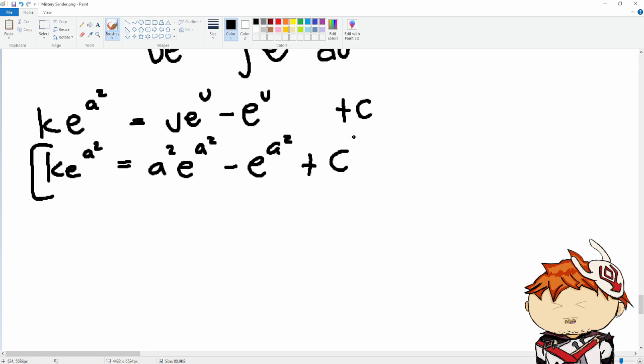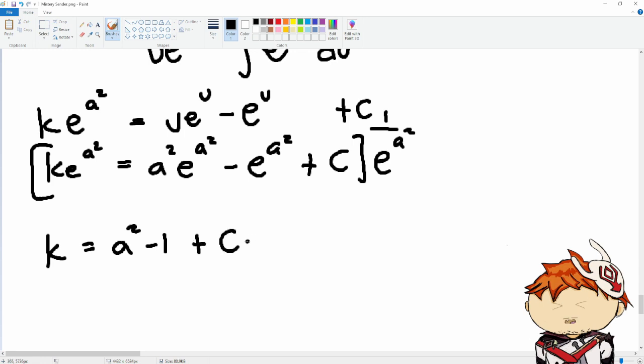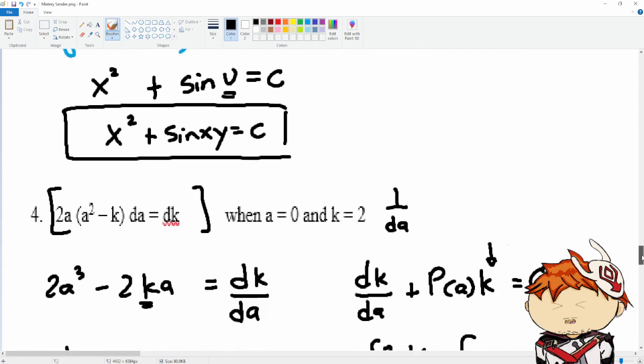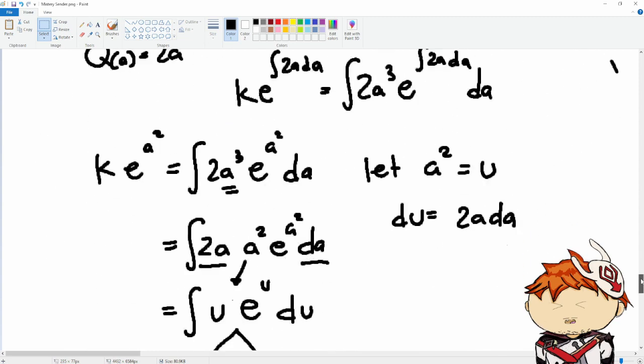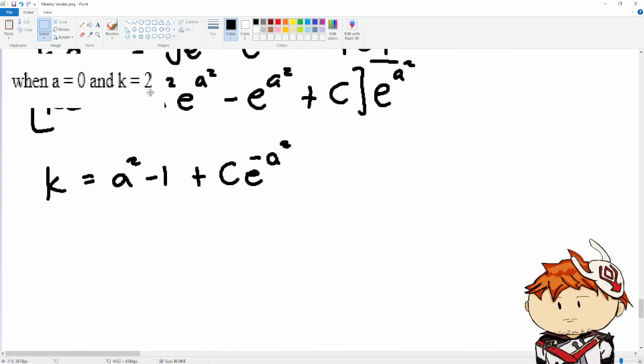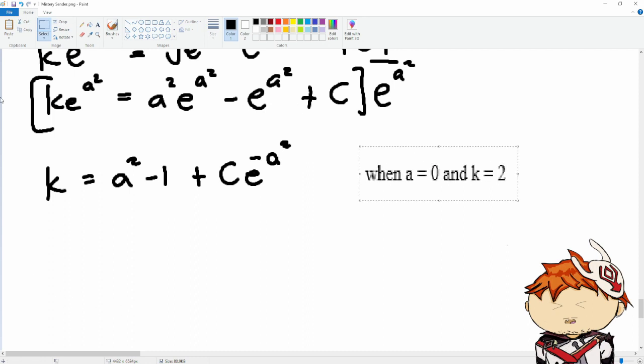Simplify it further. Let's divide by e^(A squared). So k is equal to A squared minus 1 plus C e to the negative A squared. And this is an initial value problem, IVP. Don't forget. Sometimes people forget and only solve the general equation. This is an IVP, so we substitute.